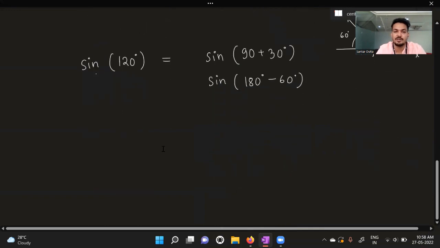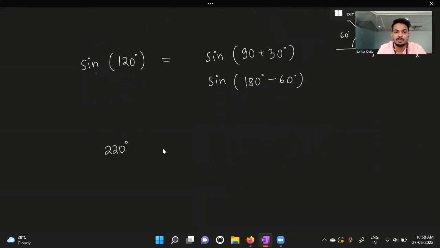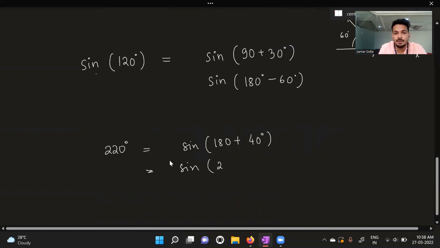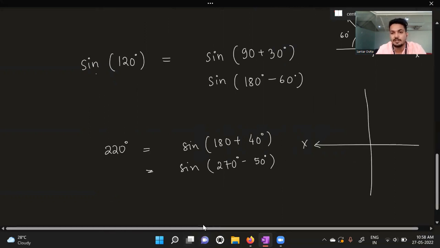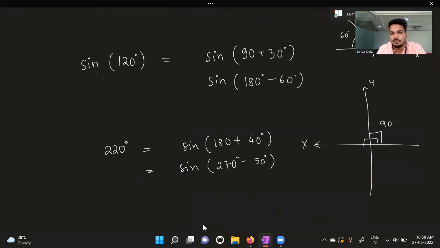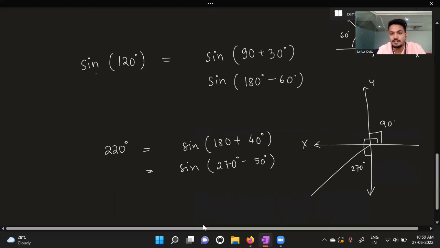Any kind of angle, not just 120 degrees. If it is 220 degrees, you will have to write it as what? Sine of 180 plus 40 degrees. Right. Or you could also write it as 270 degrees minus 50 degrees. Remember, you have to use either the x-axis or the y-axis. Remember, the y-axis is not just 90, it is also 270 degrees, right? So if your angle is in the third quadrant, you will be using 270 minus or 180 plus.